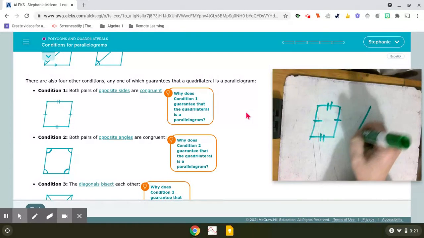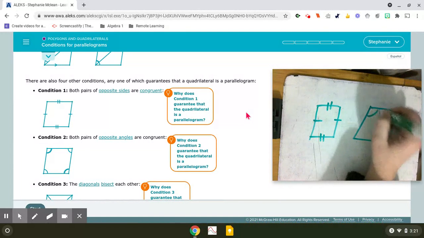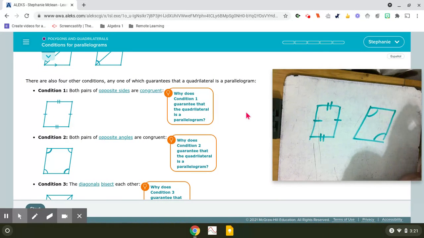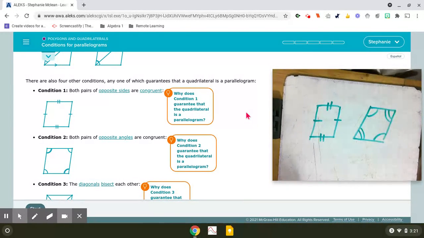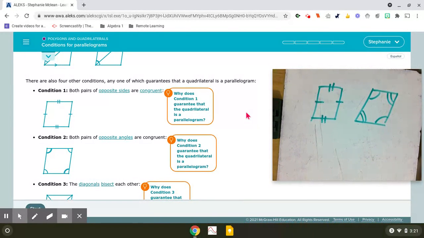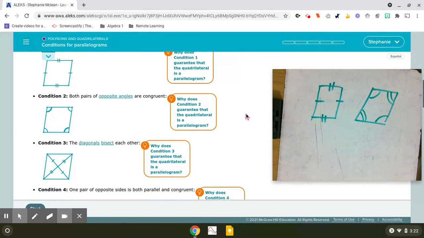So here's my parallelogram. These two angles are congruent, so those opposite angles, and then these opposite angles are also congruent. The third condition is that the diagonals bisect each other.